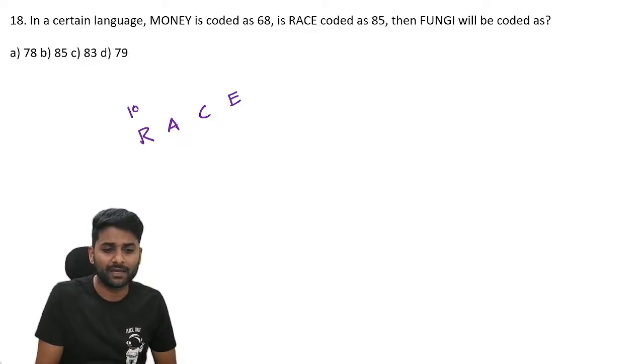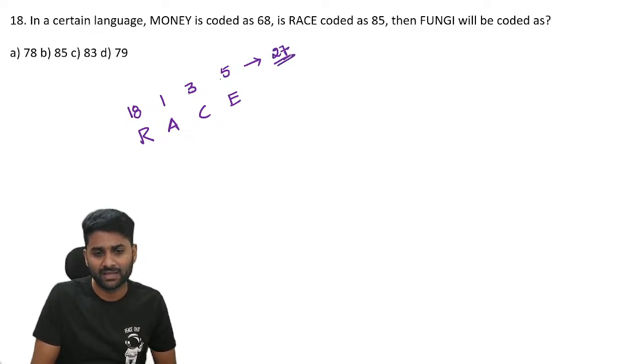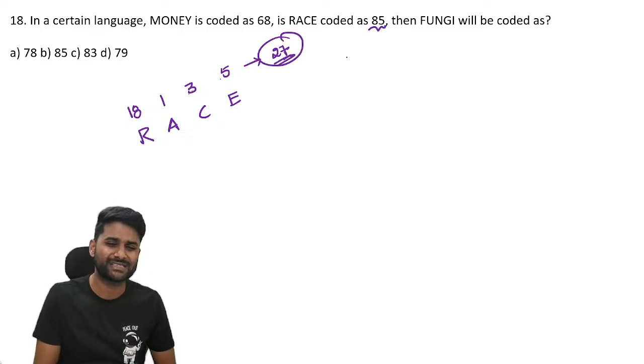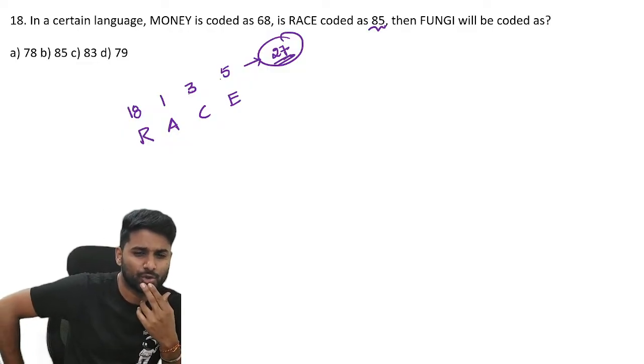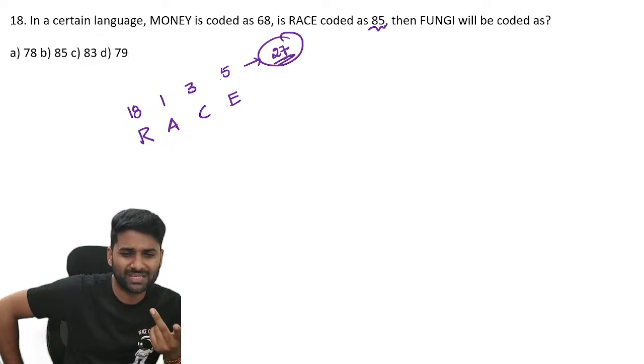R's alphabetical position is 18. A is 1, C is 3, E is 5. If you go through the sum, 5 plus 3 is 8, 8 plus 1 is 9, 9 plus 18 is 27. But instead of 27, we can see 85. Let us go this way: 27 into 3 is 81, and 81 plus 4 is 85.